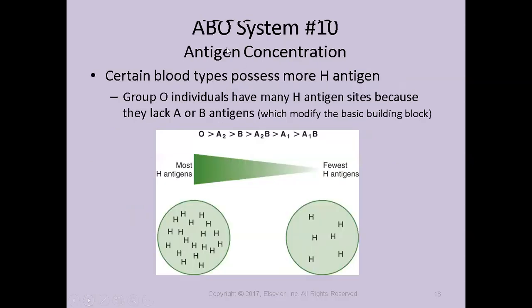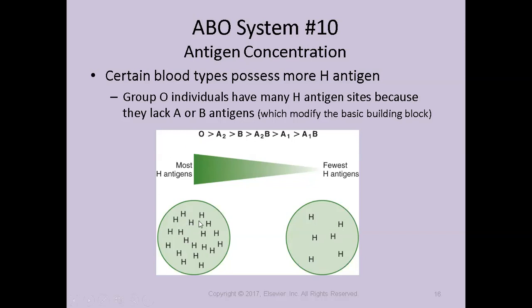All right, so we're going to move on and talk next about antigen concentration. With regard to big H antigen, remember we have to have it in order to express A and or B or both. There are certain blood types that have more H antigen than others. And hopefully this first one is going to make sense. Group O individuals actually have the most H antigen sites. So Group O has the most.